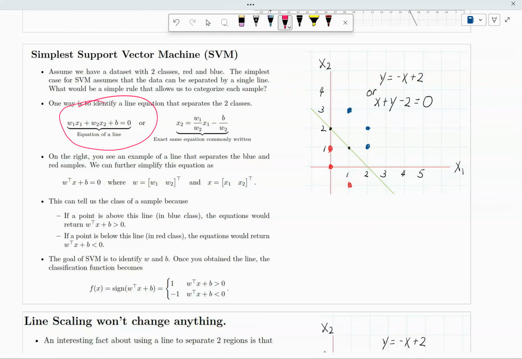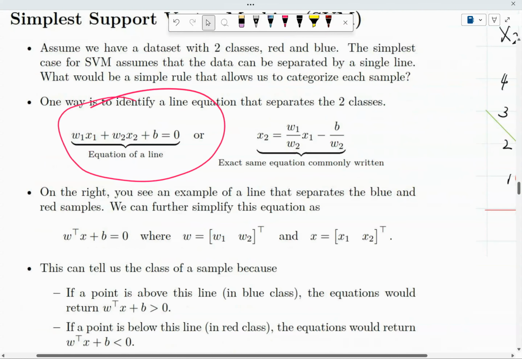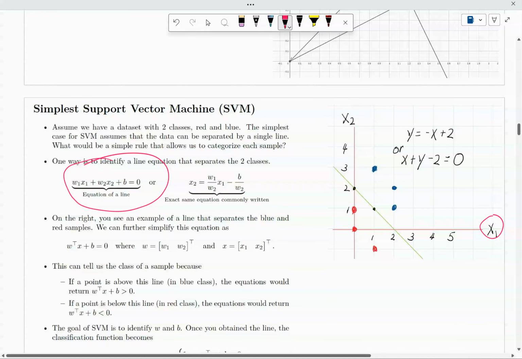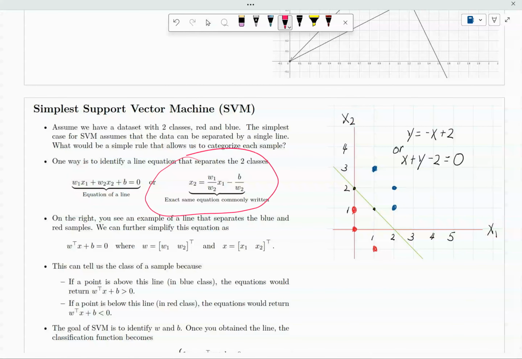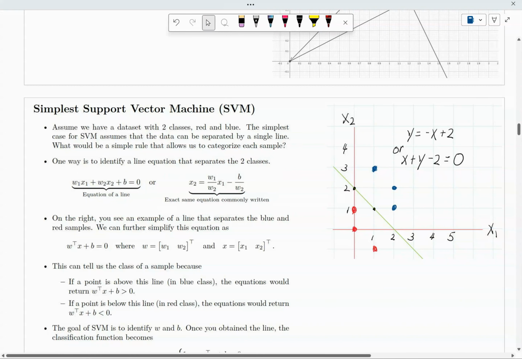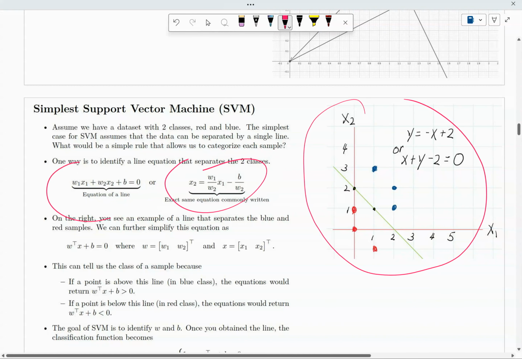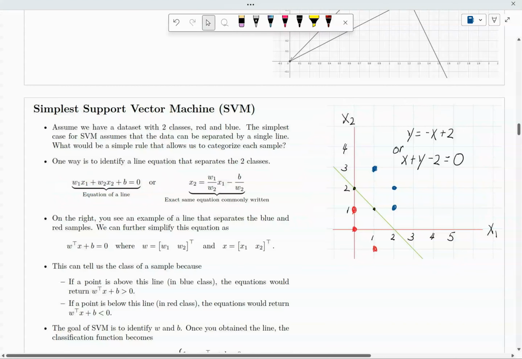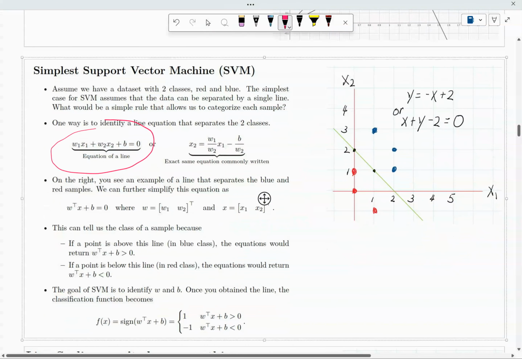So here is the equation of a line, right? X1, X2. Well, that's one way to draw a line. Another way looks like this, right? You plug X in, you get Y out. So you can draw a line both ways, this way or this way. They're mathematically equivalent. But for the sake of this problem, we're going to stick with this one. Okay, so this is the way we're going to draw a line.